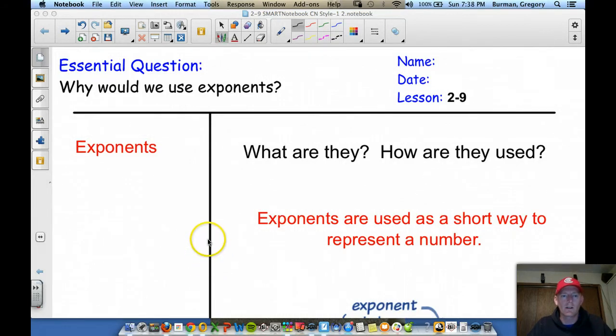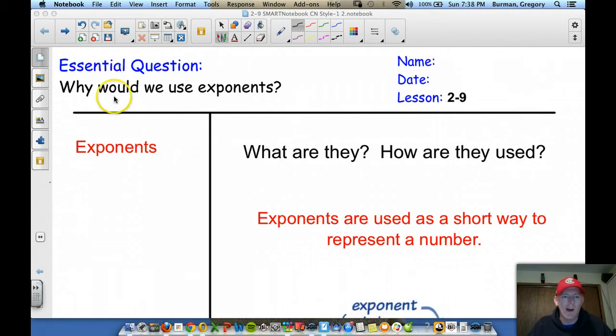All right, ladies and gentlemen, we are talking lesson 2-9. It's Wednesday. I will be in DC, even though I'm recording this on Sunday night just before I head off to bed. I'm going to be getting up bright and early for this event.